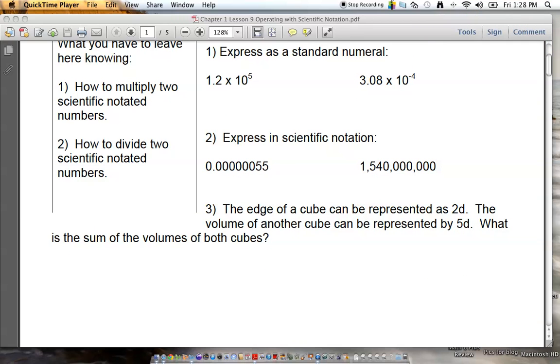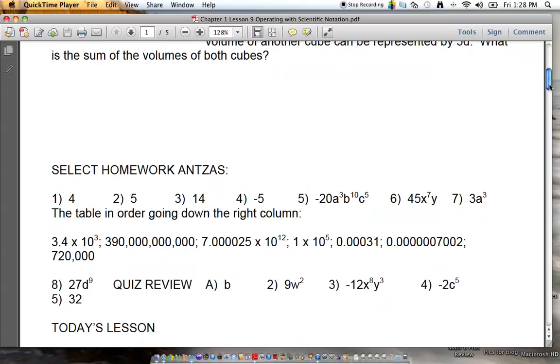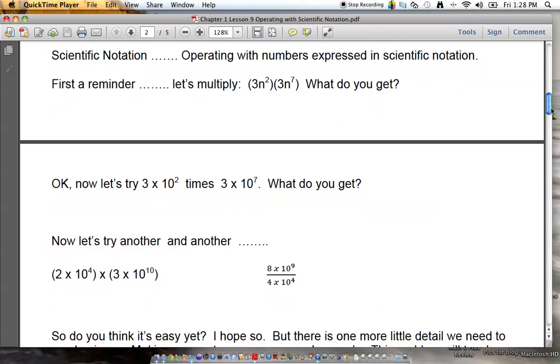Now, let's go to learning a little bit more with scientific notation. And this is something that we're going to do for multiple days. Like I said before, we're going to do 4 days of operating with scientific notation. First, a reminder, let's multiply. Go ahead, do that.